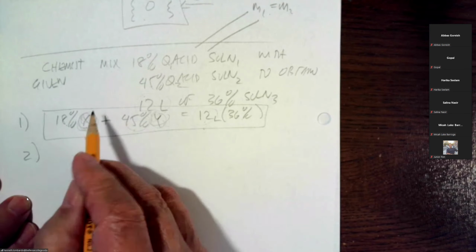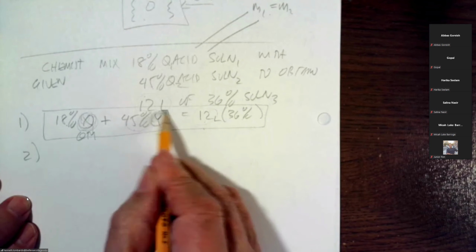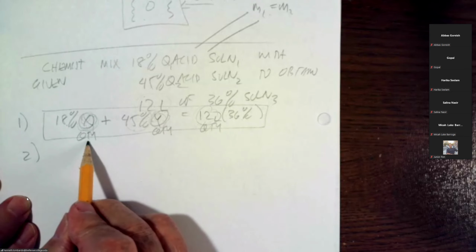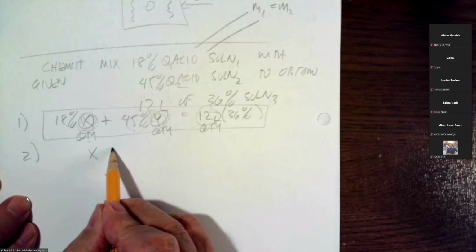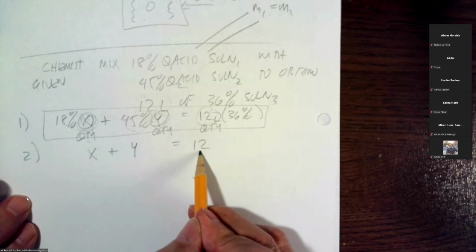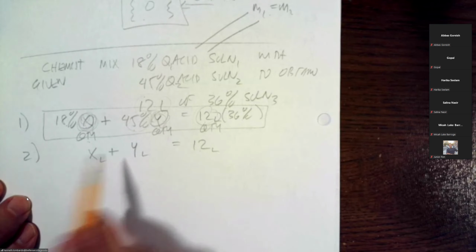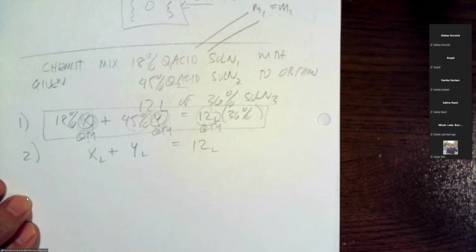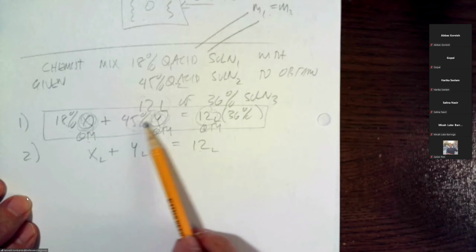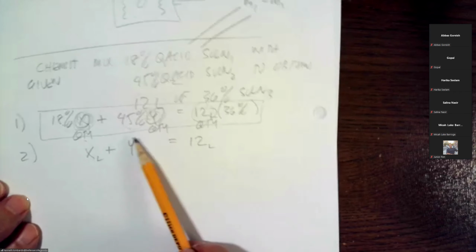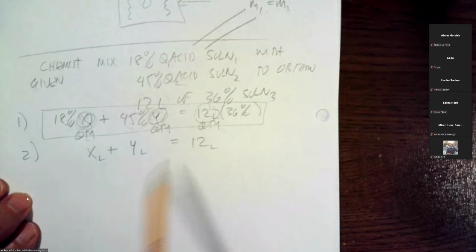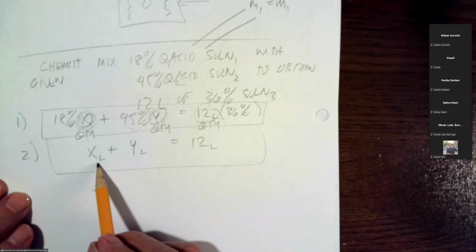Well, this is a quantity. This is a quantity. This is a quantity, isn't it? So that tells me that x, the unknown quantity, plus y, that unknown quantity, is going to give me 12. I said this was liters, so I'll call these all liters. So I know that this percent times this amount plus this percent times this amount gives me this percent of this amount. So the amounts have to add up, don't they? So now I have two equations.